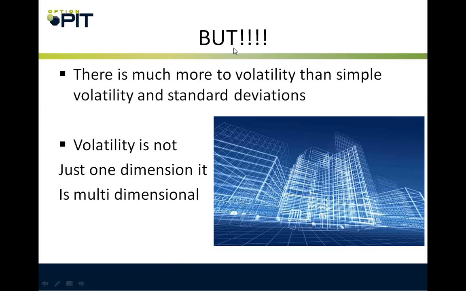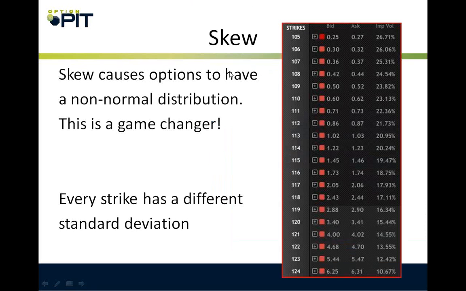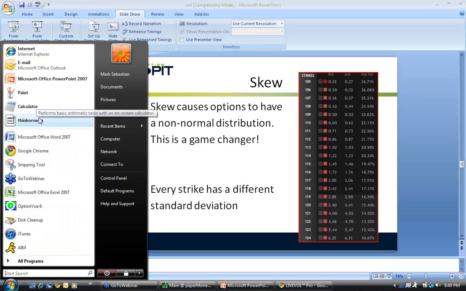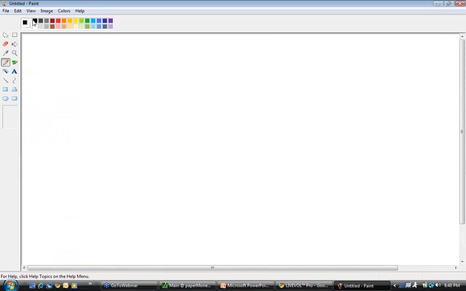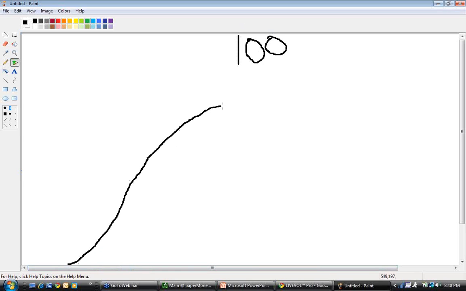First thing we're going to talk about is skew. Skew causes options to have a non-normal distribution. That's a game changer. Every strike has a different standard deviation. So imagine this. When you draw a standard deviation, the lower the vol, the tighter the range. So let's say we've got a stock trading 100. And this is its range at 100. And the IV here we'll call 20.